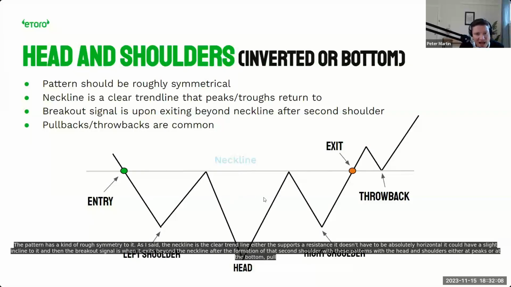The pattern has a kind of rough symmetry to it. As I said, the neckline is the clear trend line, either the support or resistance. It doesn't have to be absolutely horizontal. It could have a slight incline to it. And then the breakout signal is when it exits beyond the neckline after the formation of that second shoulder.